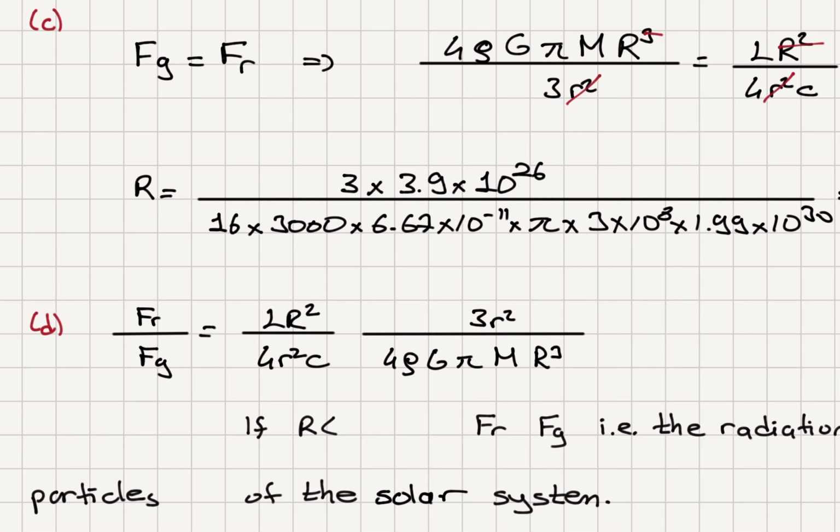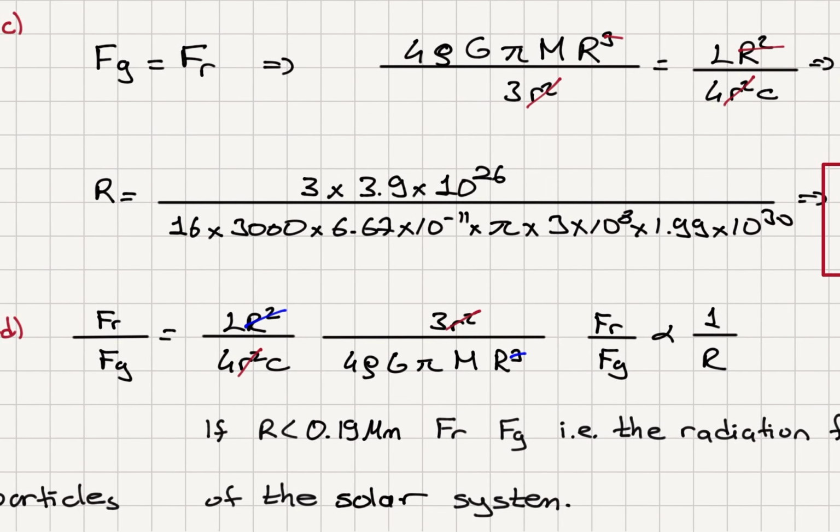Now in this ratio, we see that the r squares will cancel, and then the capital R square will make the capital R cube capital R. So we can see that the force ratio Fr to Fg ratio varies as 1 over the size of the particles. So if R is less than 0.19 micrometers, what happens? The radiation force will be greater than the gravitational force.